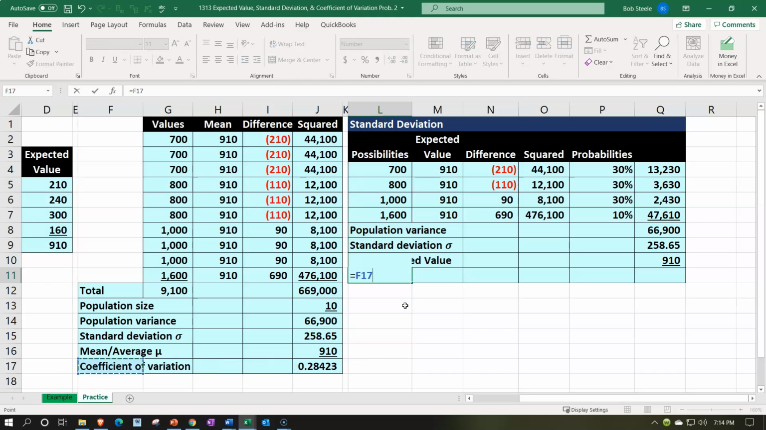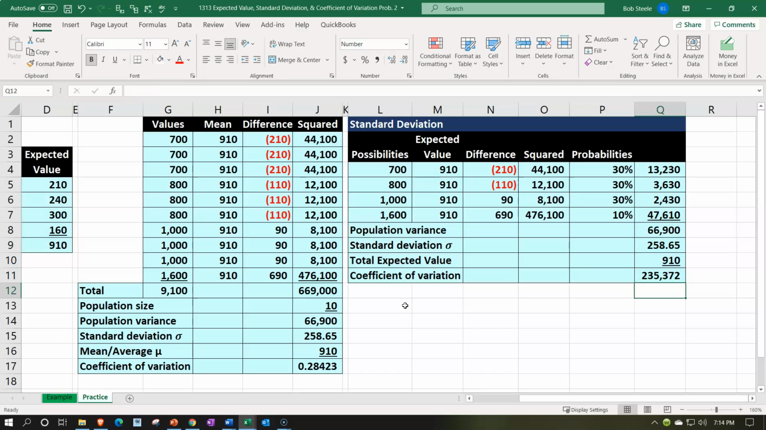And we're going to say this is the coefficient of variation, which is going to be equal to the 258 divided by the expected value, mean, average. And something went wrong. Hold on a second. This divided by this, adding a couple decimals. There we have it. So there's the coefficient of variation.